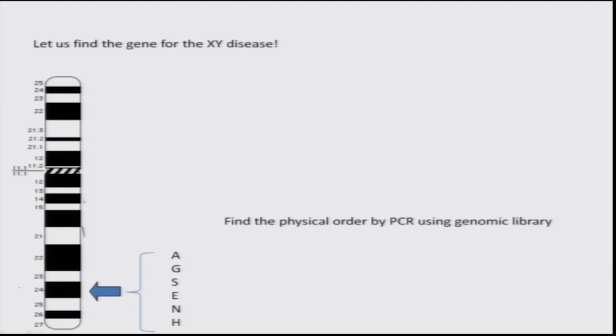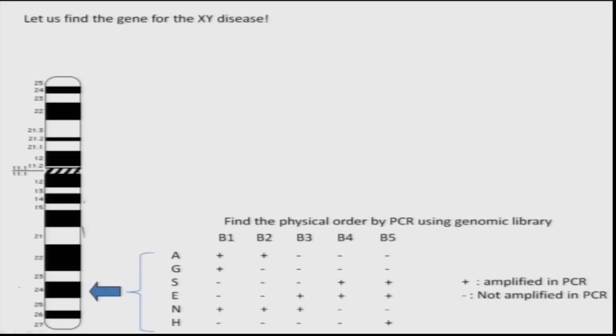So, what you need to do is identify the correct physical order of these markers. You have to go to the genomic library, identify clones that represent this region of the chromosome, do PCR for each of the clones and then identify the order. So, that is what you have done. These are the markers A, G, S, E and H, and you have done a screening in the genomic library.